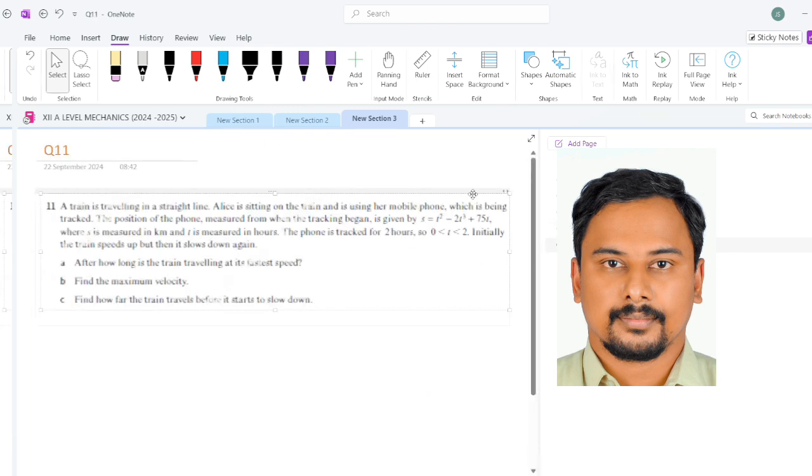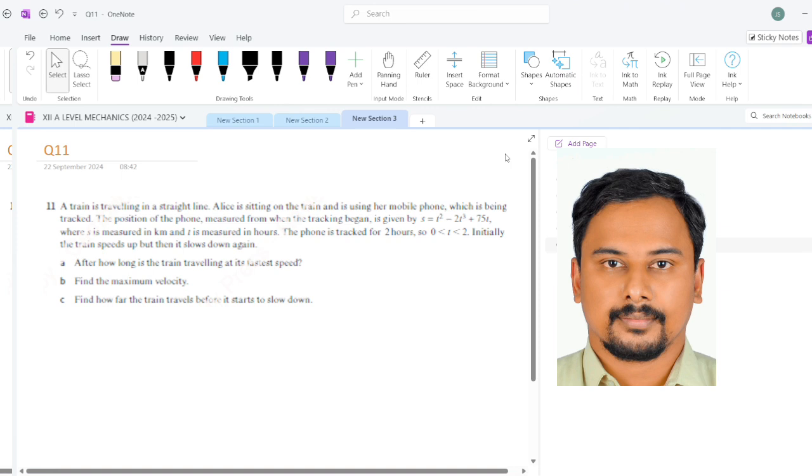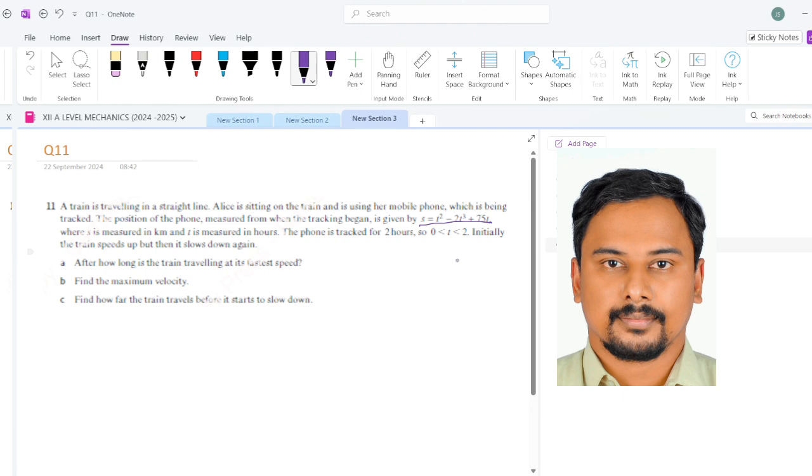Question number 11. A train is traveling in a straight line. Elise is sitting on the train and is using her mobile phone, which is being tracked. The position of the phone measured from when the tracking began is given by s is equal to t square minus 2t cube plus 75t, where s is measured in kilometers and time is measured in hours. This phone is tracked for 2 hours, so the time limit is from 0 to a maximum time of 2.